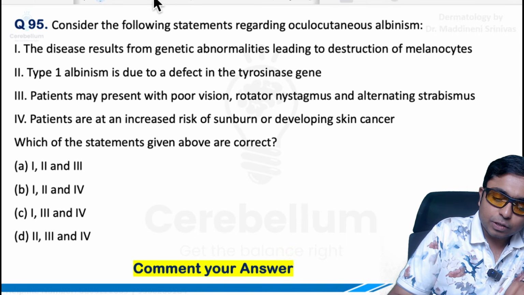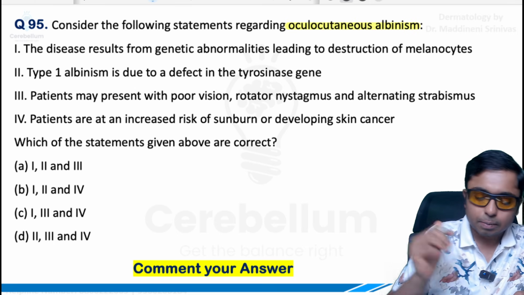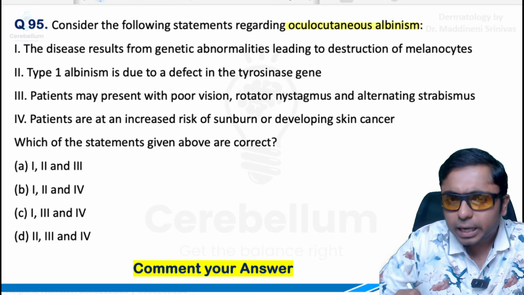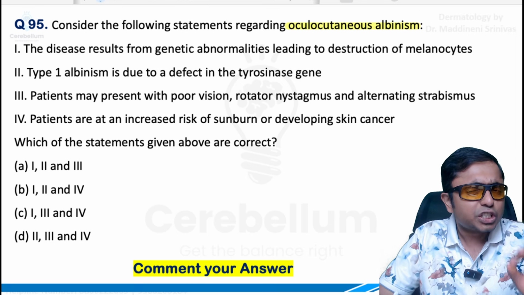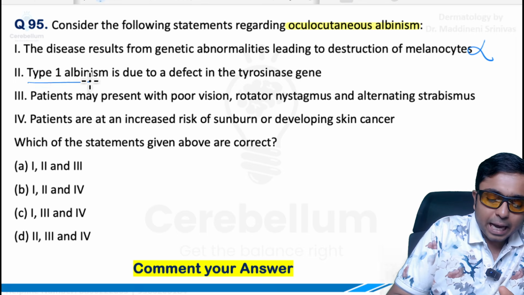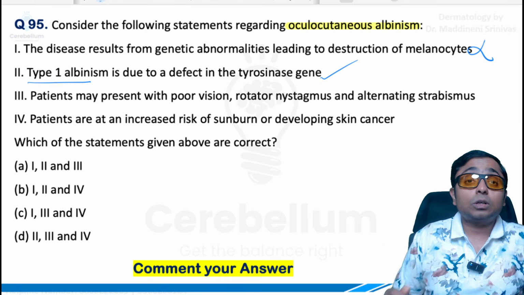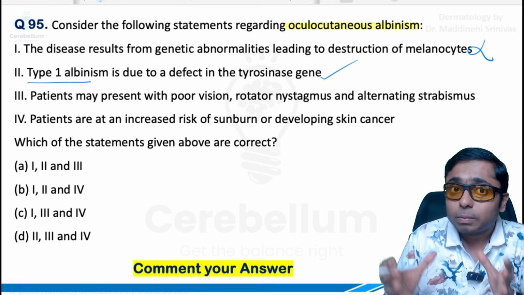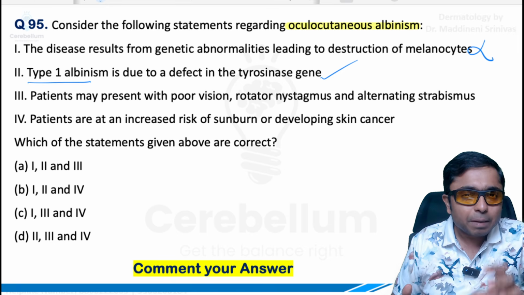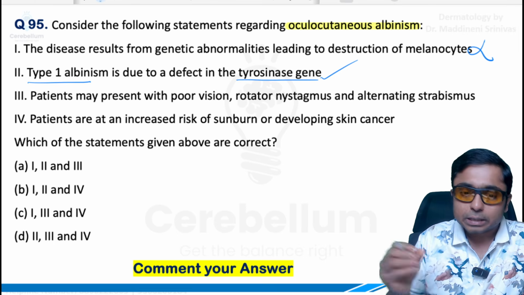So the next question is related to albinism, specifically oculocutaneous albinism. The statement that the disease results from genetic abnormalities leading to destruction of the melanocytes is wrong. Type 1 albinism is due to a defect in the tyrosinase enzyme. Yes, absolutely correct. Because of this, melanocytes will be normal in patients with albinism, but the melanin pigment is not going to be produced because of the defect in the tyrosinase gene.